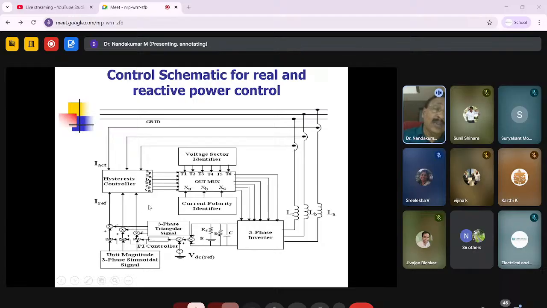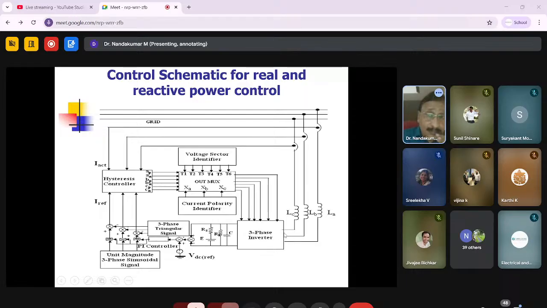In order to get the reference current, the method is that we compare the actual DC bus voltage with the reference voltage, and that is multiplied with the unit magnitude signal. That gives the reference signal, which is compared with the actual signal. As I already told you, hysteresis current control gives the switching pulses AP, AN, BP, BN, CP, CN. The switches to be controlled are decided by the voltage sector, and that is given to the 3-phase inverter, so that much current will be injected into the grid.